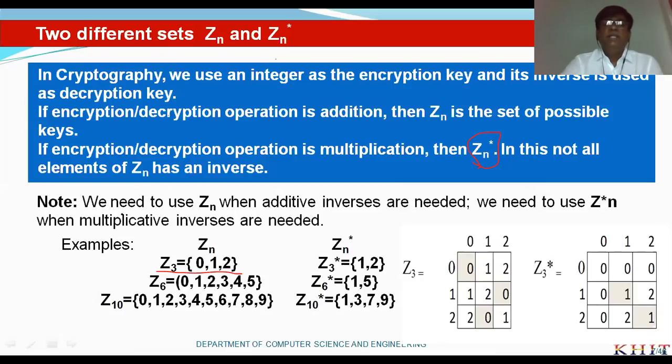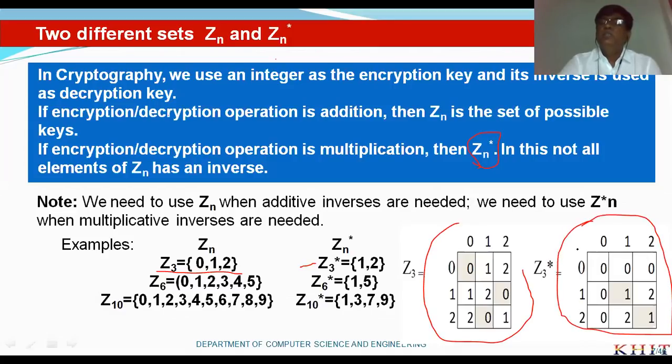In the case of Zn star, for example, Z3 star, what are the multiplicative inverses in Z3? That means modulo 3. To find the multiplicative inverses in Z3, this first table indicates the addition table and this is the multiplication table. Since it is Z3, we have only the three numbers 0, 1, 2. Here the rows also contain 0, 1, 2.